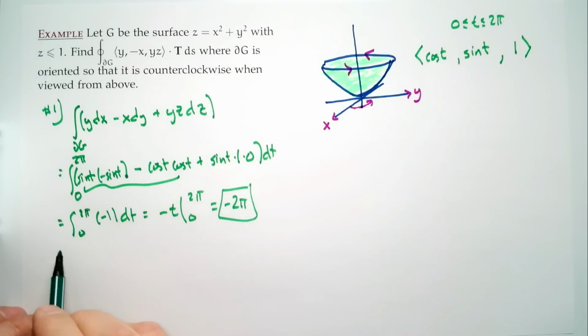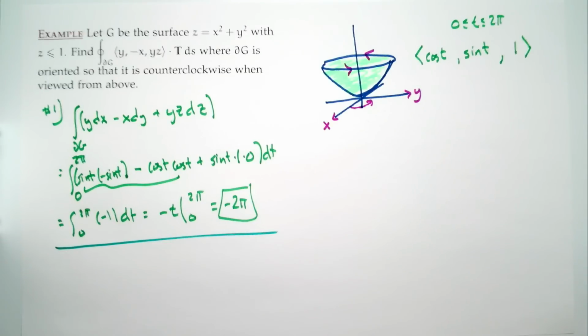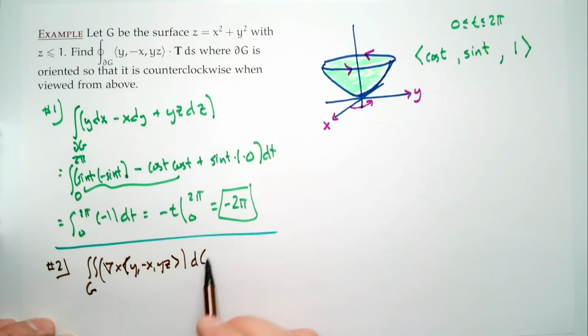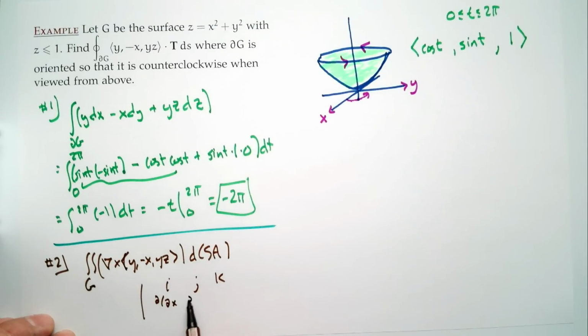All right. So that's option number 1. Let's do option number 2, using Stokes Theorem. Stokes Theorem says this is going to be equal to the integral over our whole surface of the curl of this vector valued function, dotted with n, dS. So we have to compute that. We'll do that in a second. So let's do our curl. We're going to take i, j, k, partial x, partial y, partial z, y, minus x, yz.